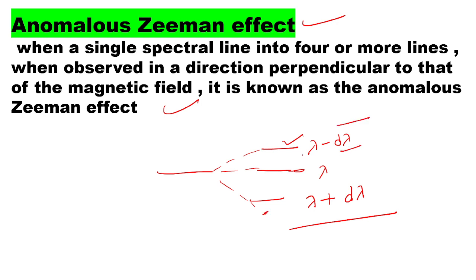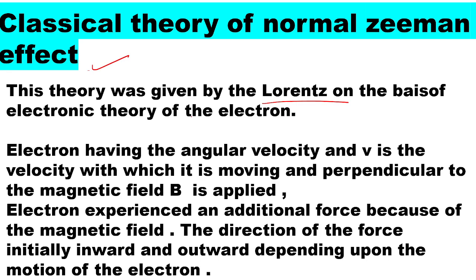So we just have to derive an expression for this d lambda, because d lambda is also known as the Zeeman shift, okay. Zeeman shift means how much difference there is in the spectral components formed by the splitting of a particular spectral line. That difference in the wavelength of the spectral lines is called the Zeeman shift. We will derive the expression for this d lambda by the classical theory of the normal Zeeman effect. This theory was given by Lorentz, on the basis of electronic theory, okay.